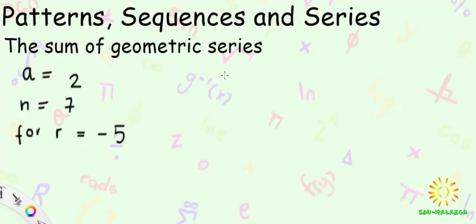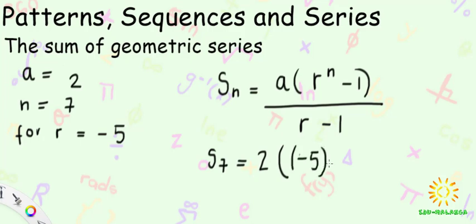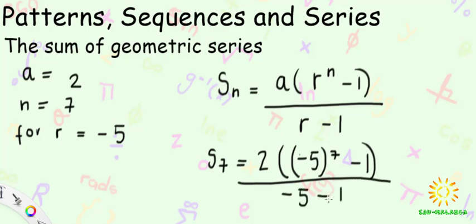Let's rewrite it. We have that Sn is equal to a times open brackets r to the power of n minus 1, close our brackets, divided by r minus 1. And let's substitute in. S7, 7 terms, is equal to 2 times open brackets, negative 5, and you can keep a bracket in there, to the power of 7 minus 1, close your bracket, divided by negative 5 minus 1.